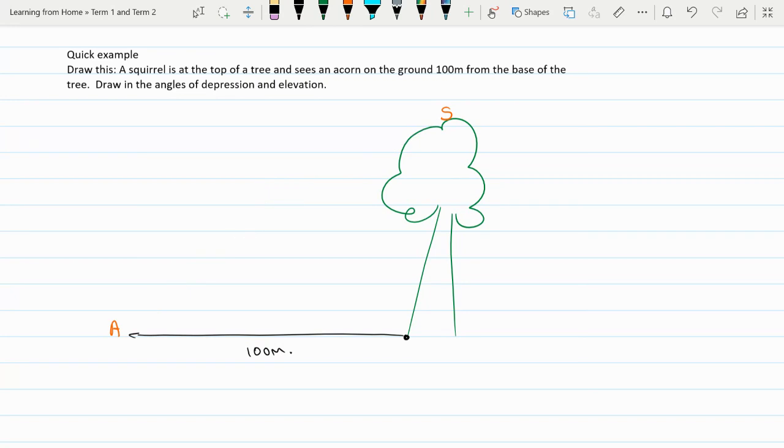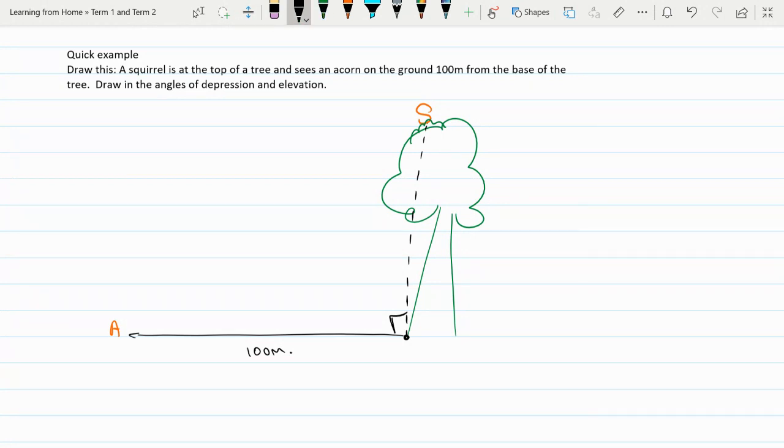So here is our base of the tree, and it says what is the angle of depression and elevation. And you can see if we draw up our straight line here, it's not actually going to be a perfect right-angled triangle, and it should be. For any of your problems, you should get a perfect right-angled triangle. I'm just going to move my squirrel over slightly. There we go. Now it works.